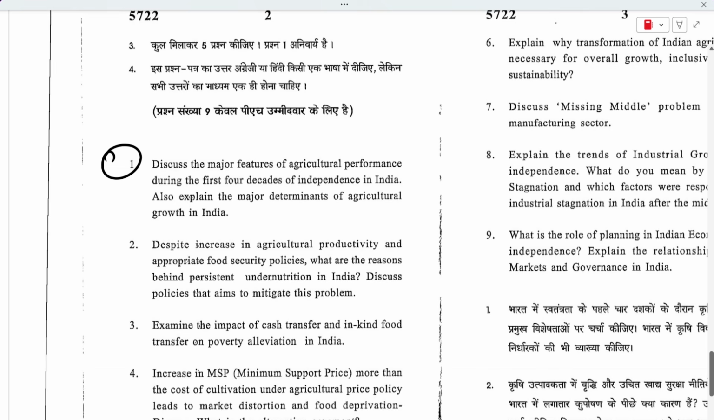So question number one is a compulsory question, and it says discuss the major features of agricultural performance during the first 4 decades of independence in India. Also explain the major determinants of agricultural growth in India. Okay, this is the first question. Now listen to me very carefully. This question is from unit 1. I'll write it here. This question came from unit 1.